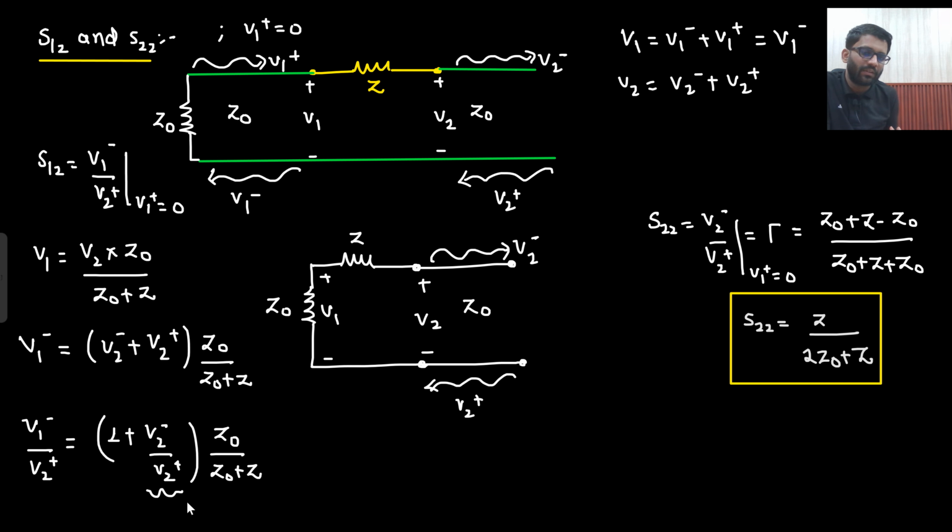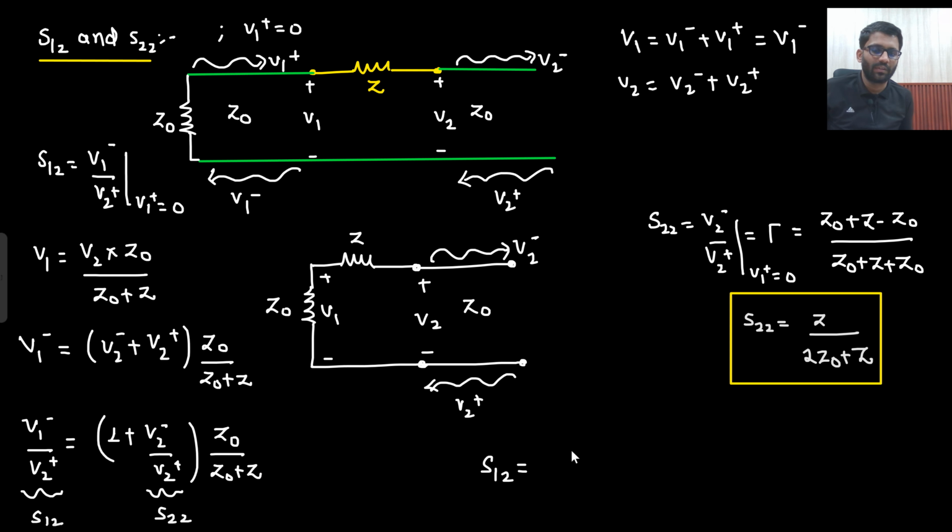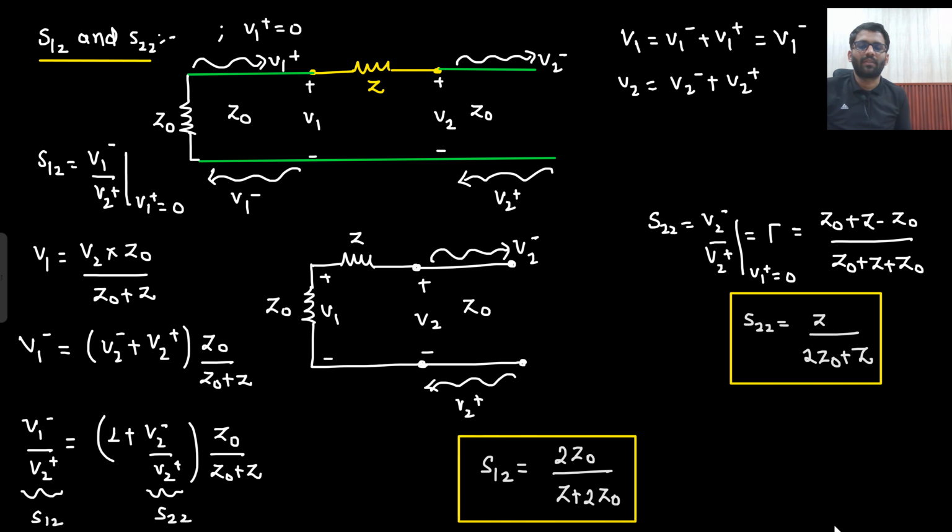What is this value? This value is S22. And what is this value? This value is S12. So the S22 value we know, we will put this value, and we will get the S12 value. What value will we get? Same as this value, that is 2Z0 upon Z plus 2Z0. Okay, so there you go. This is your scattering parameter value.